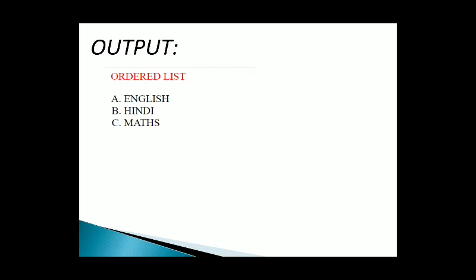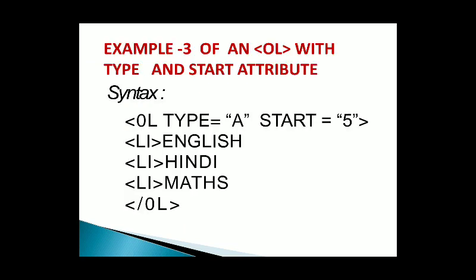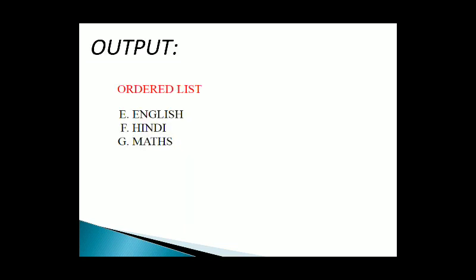Now let's see some more examples. We are giving an example of OL with the type attribute and the start attribute. The type attribute is A, and I've given a new attribute called start whose value is 5. So what will be the output now? It will be E English, F Hindi, G Maths, meaning our list starts from the 5th alphabet.